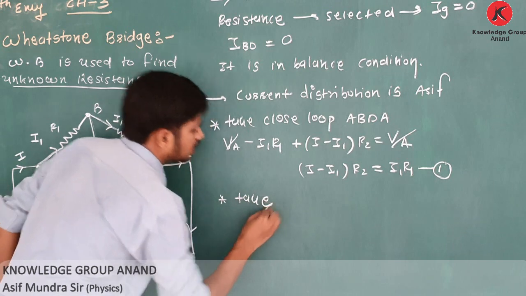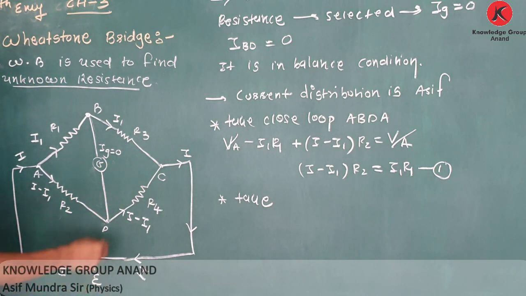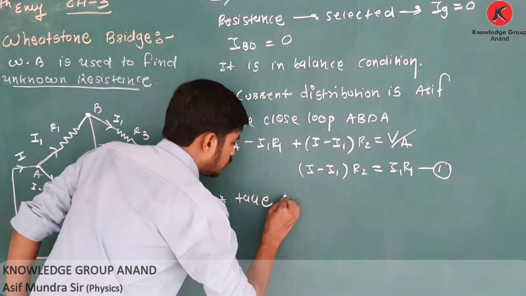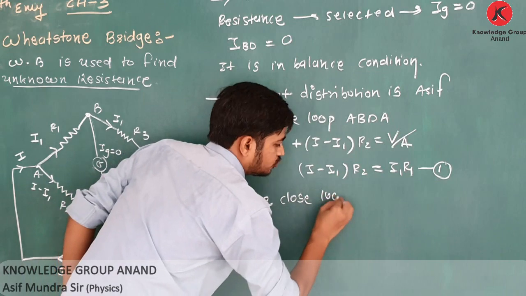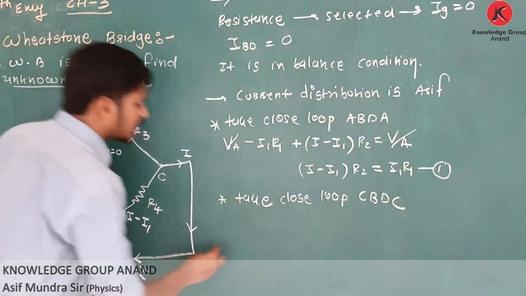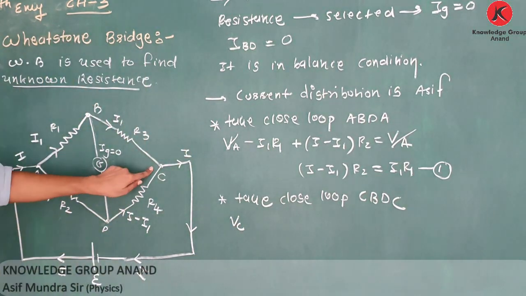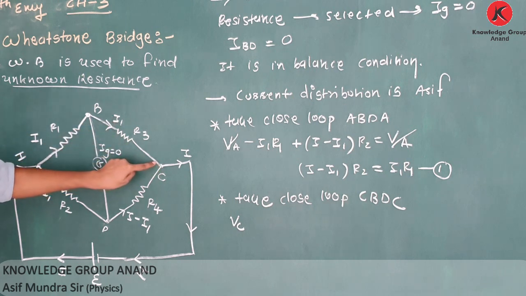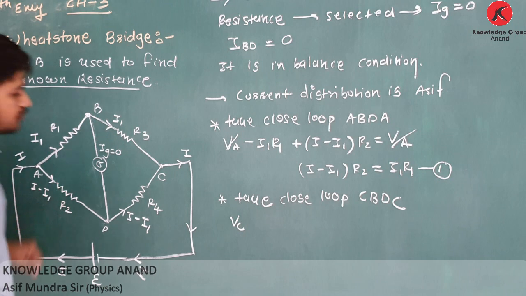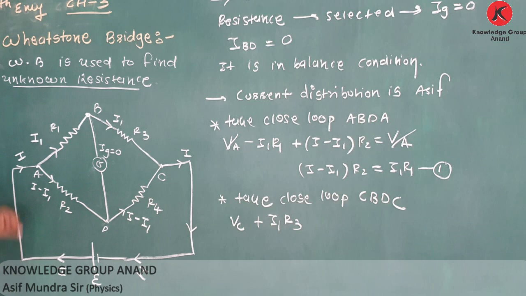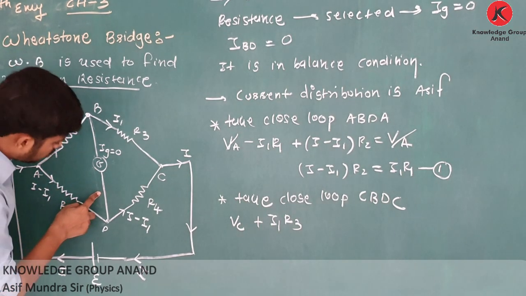Now take another loop. Which loop? Obviously from this side, C, B, D, C. Take the closed loop C, B, D, C. As we are starting from point C, it is VC. From point C we are moving towards B, resistance R3, current I1. We are moving in the opposite direction of current, so it is plus I1 R3. Any doubt? Then in this branch there is no current flowing, so nothing.